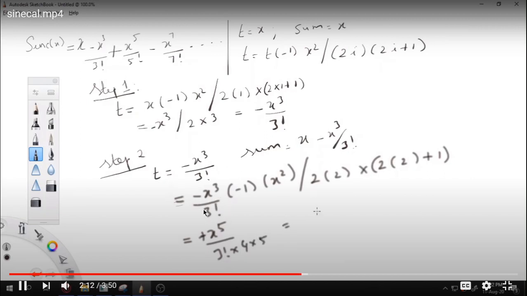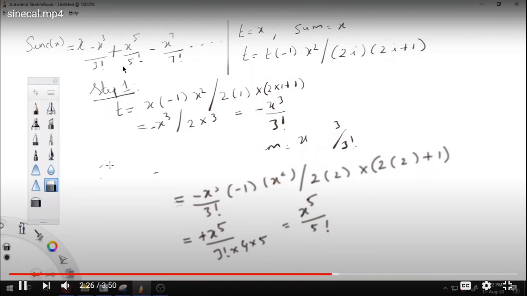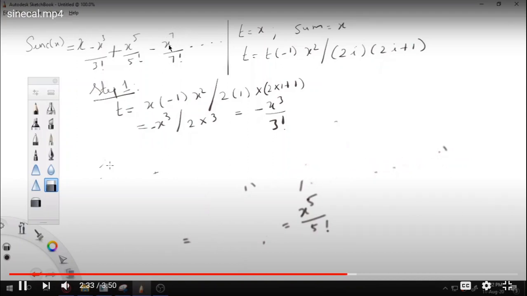3 factorial I already have in the previous term. So how to get the next term? This is 4 and this is 5, so it is 3 factorial into 4 into 5. So this is how we have got x power 5 by 5 factorial. So this term we have got. Now I will show you one more term for your convenience, how to get this term also. Likewise this goes on and on. We need not calculate all the terms; you just have to find the relationship between the previous term and the consecutive term. I will show you one more step, step 3, to get clarity.